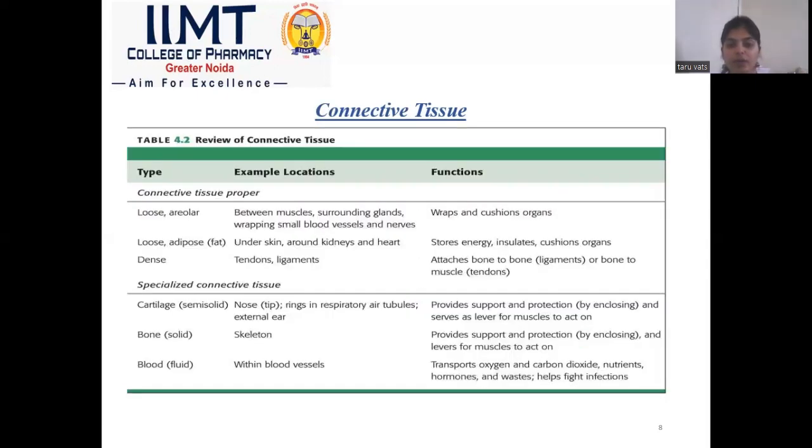They provide support and protection and levers for muscle to act on. Blood, as I discussed previously, is also connective tissue. They are present within the blood vessels. They transport oxygen and carbon dioxide, nutrients, hormones, and waste. And it also helps to fight infections.